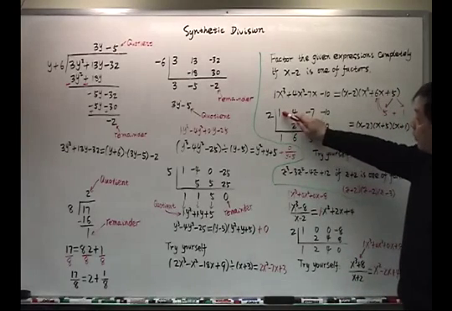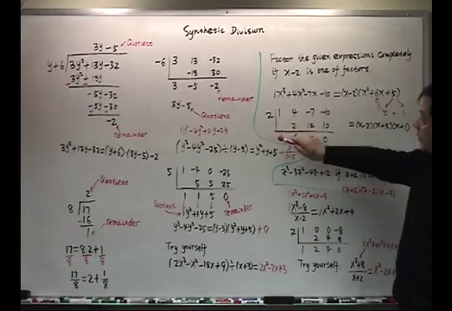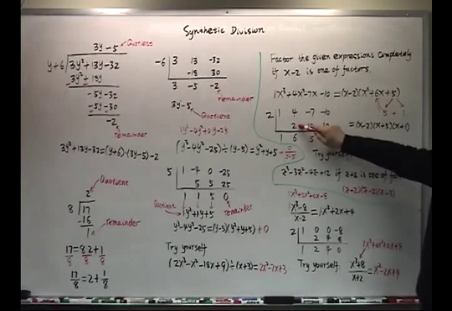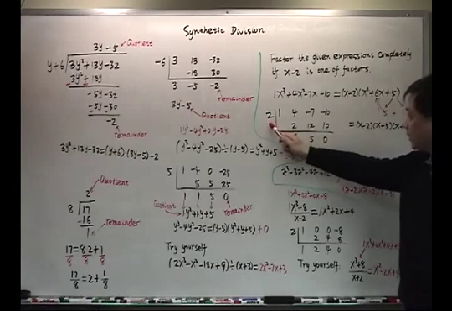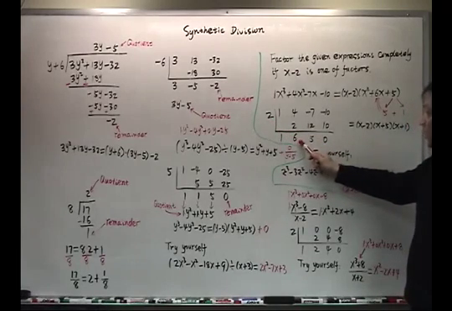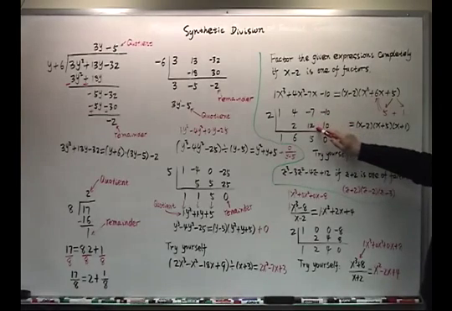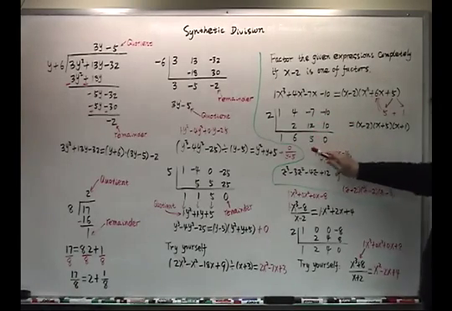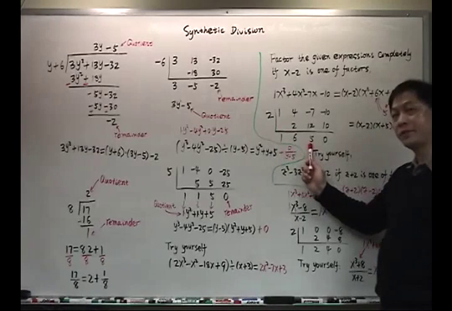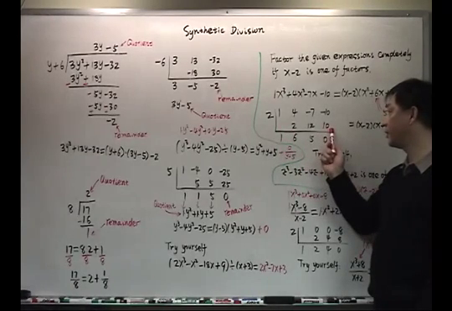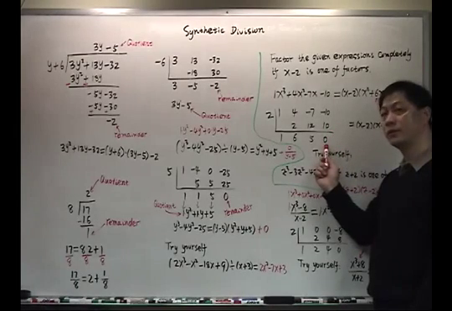Step 1, take 1 down here. 2 times 1 is 2. Add 4 on that, you have a 6. 2 times 6, the product is 12. Add negative 7 on that, you have a 5. 2 times 5, the product is 10. And negative 10 plus positive 10, you have a 0.